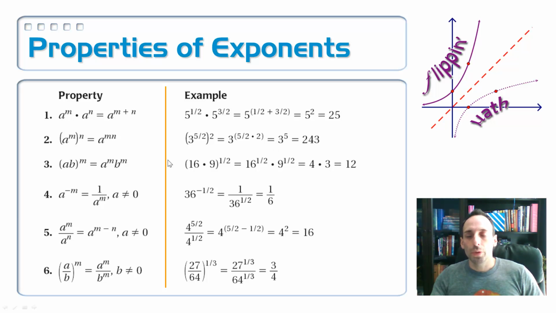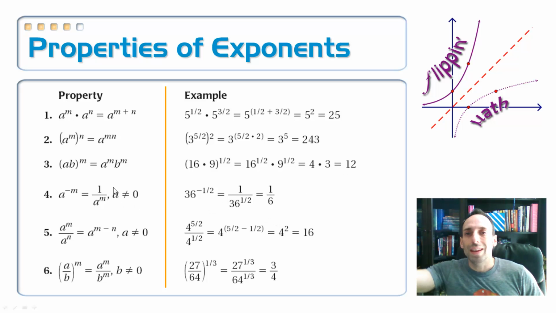Okay, on number 3, it's still the power property. You're multiplying both of the things on the inside by the same power. So the 16 gets the 1/2, and the 9 gets the 1/2. What's the 1/2 power? It means the same thing as square root. So 16 to the 1/2 power is 4, and 9 to the 1/2 power is 3, and you can go ahead and multiply those out.